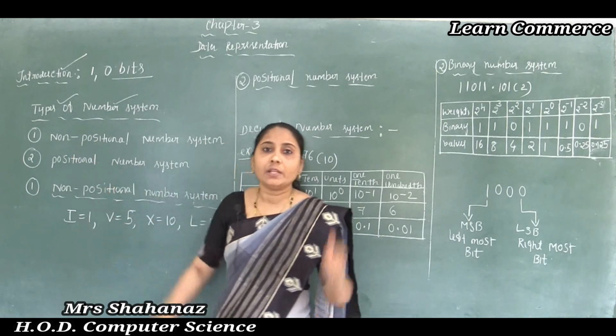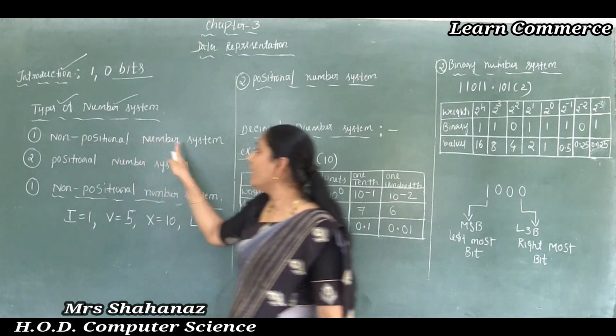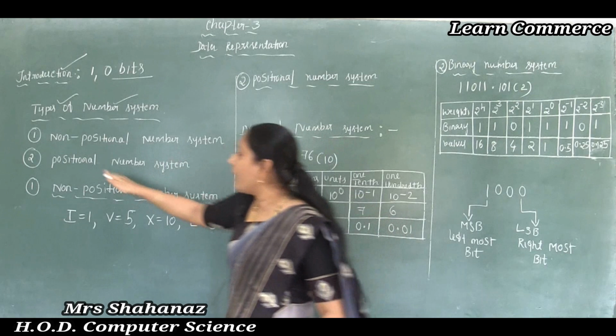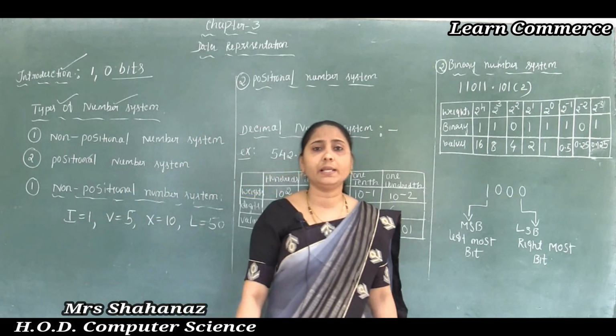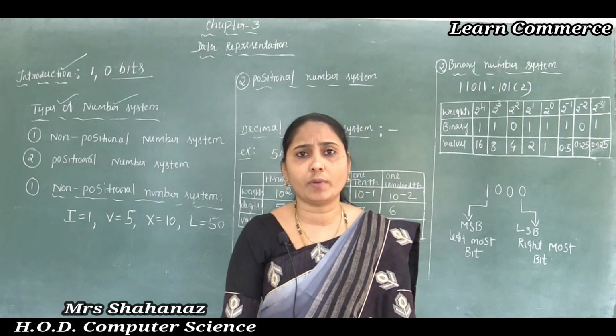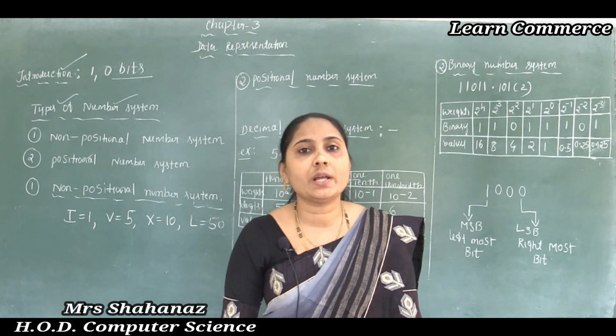The first type we can say is the non-positional number system, and the second type we can say is the positional number system. So what's the difference between the non-positional number system and the positional number system?